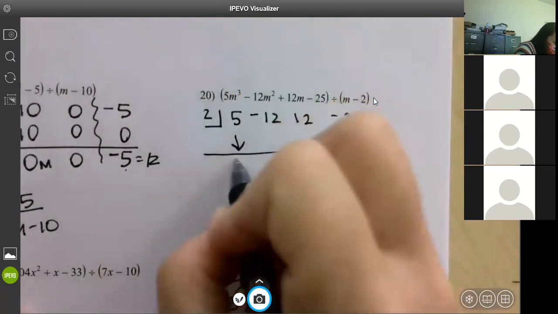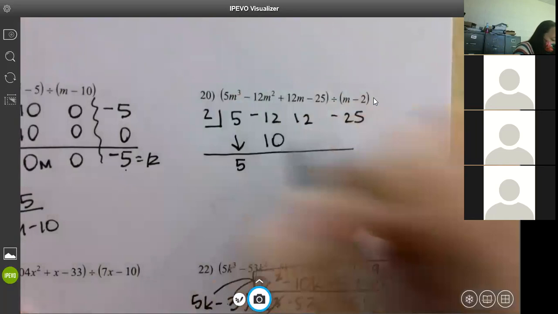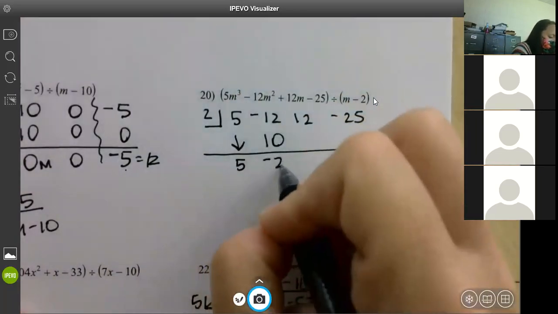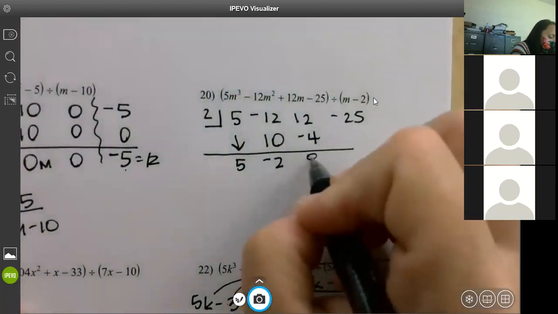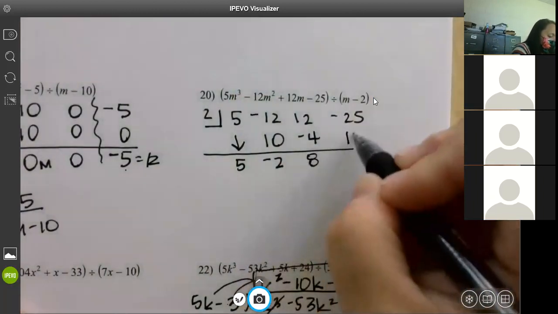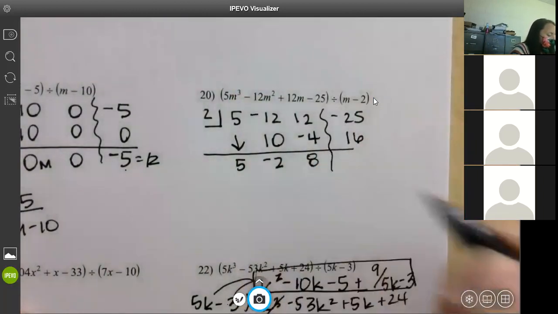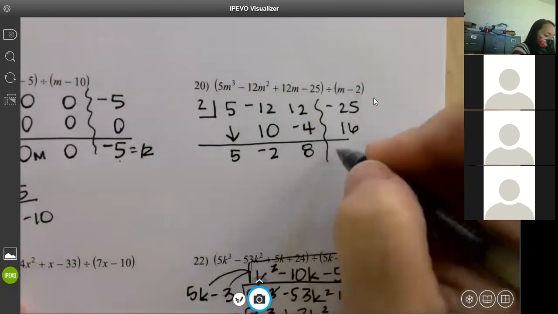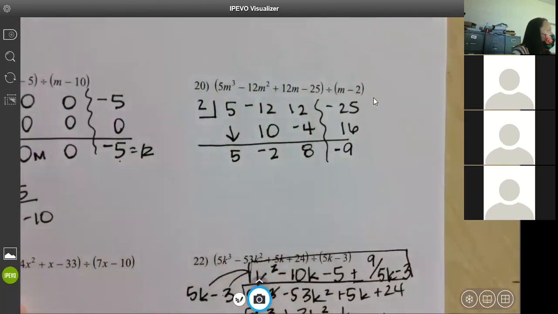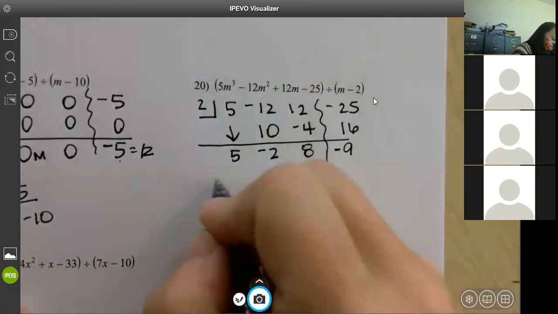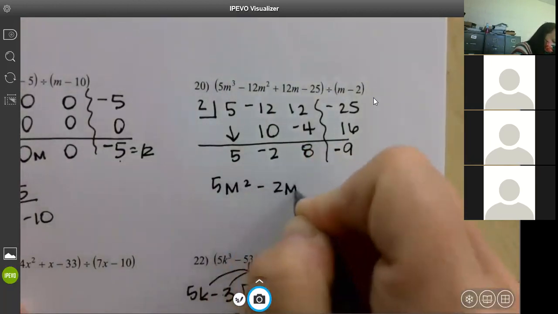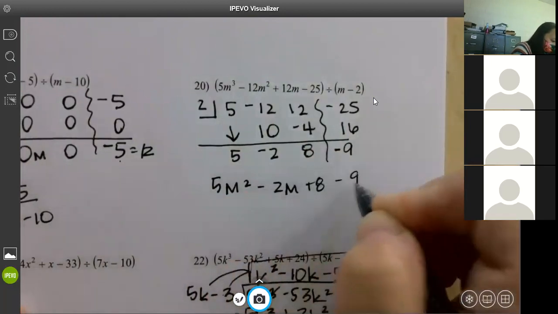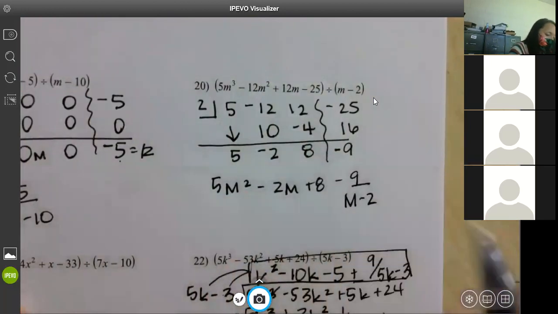Bring down your 5 times 2 is 10. You get negative 2 times 2 is negative 4. You get 8 times 2 is 16. And what's negative 25 plus 16? Negative 9. Is everybody good? So your final answer should have been 5m squared minus 2m plus 8 minus 9 over m minus 2.